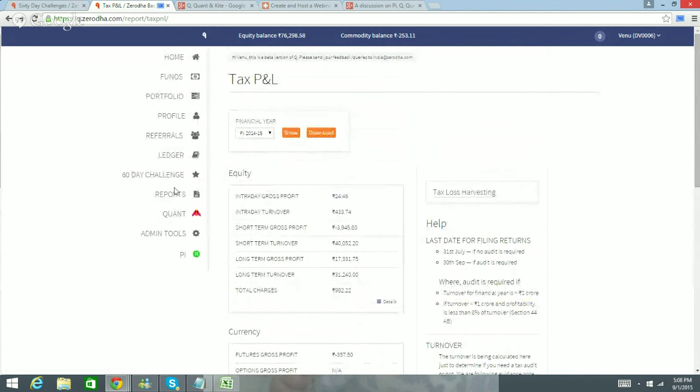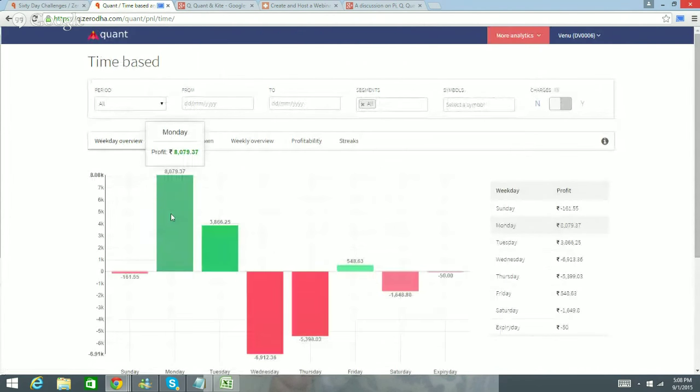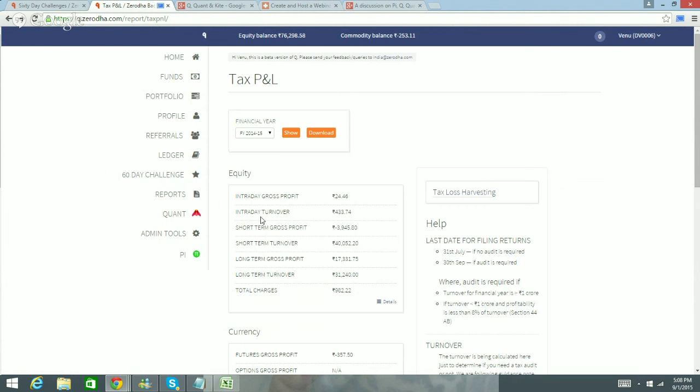Venu is an admin, so you cannot see admin tools for normal people. Now, the very interesting bit here is Quant. I don't think a lot of people have actually looked at Quant. The idea behind Quant is that we intend to add a lot more reports. But before I get there, any questions on P&L? Tax P&L, normal P&L, absolute P&L.